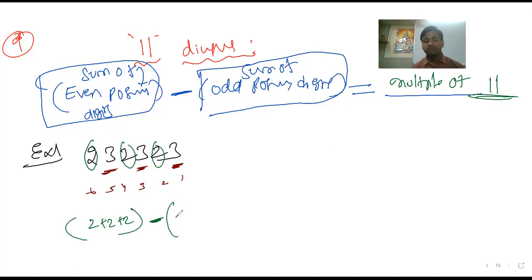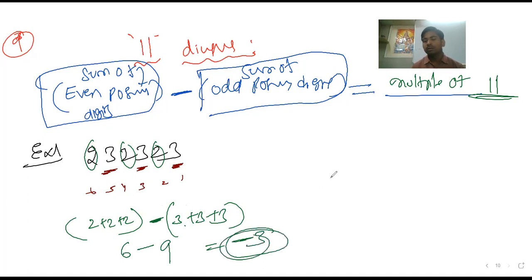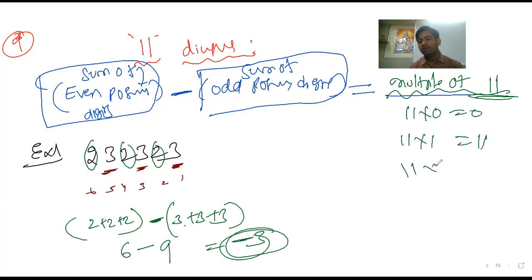Now the sum of the odd positions. So how much did you get? It is 2 plus 2 plus 6 is 9, plus 3 plus 3 is 9, 6, 9. What is the answer? Minus 3. Minus 3 is not a multiple of 11, because 11 zeros are 0, 11 ones are 11, 11 twos are 22. So it is minus 3, it is not at all, not minus 11 either. So it is not divisible by the 11 table.